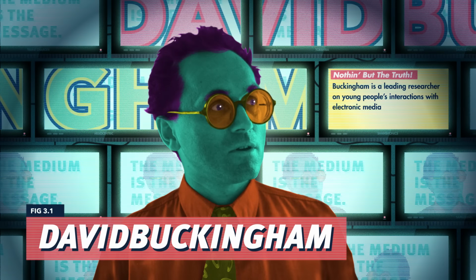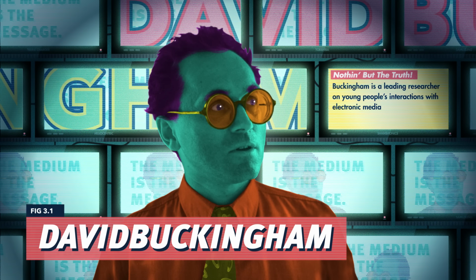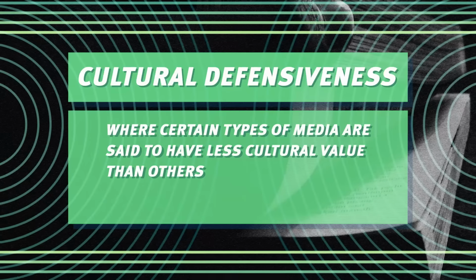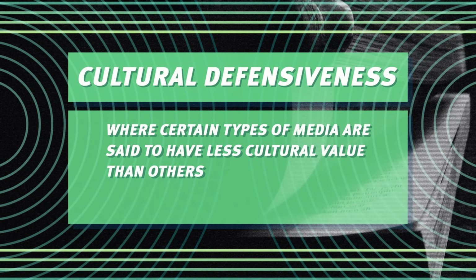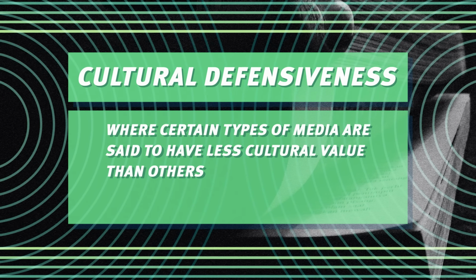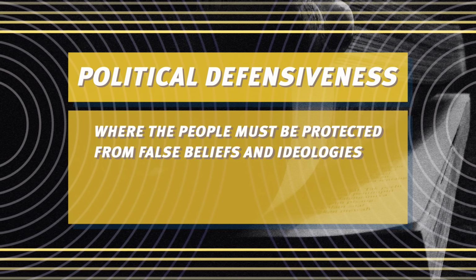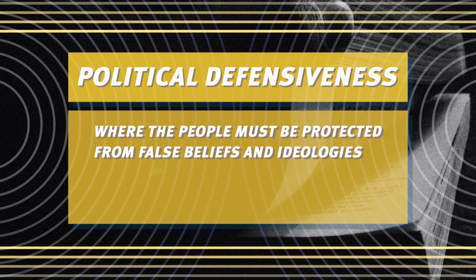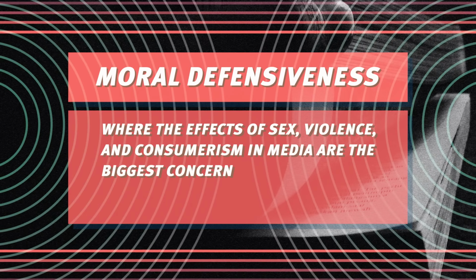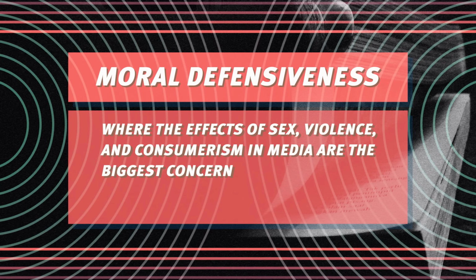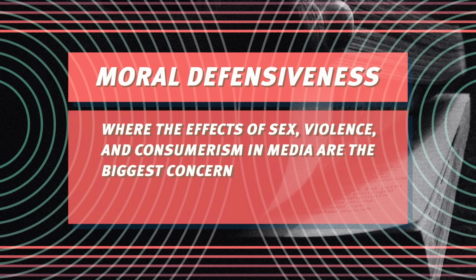As modern media scholar David Buckingham describes it, protectionism comes in different forms. There's cultural defensiveness, where certain types of media are said to have less cultural value than others. There's political defensiveness, where the people must be protected from false beliefs and ideologies. Then there's moral defensiveness, where the effects of sex, violence, and consumerism in media are the biggest concern.